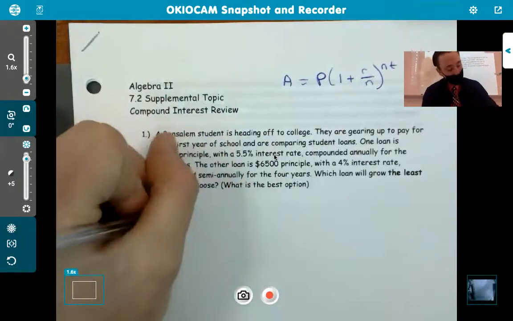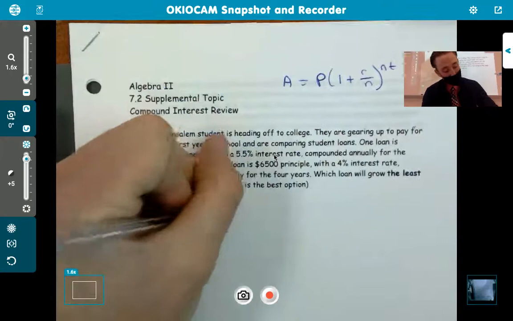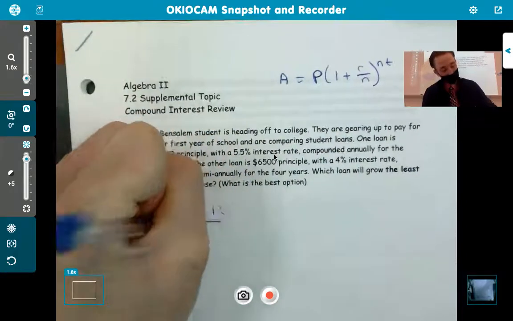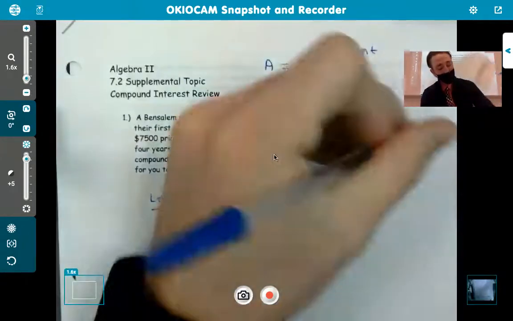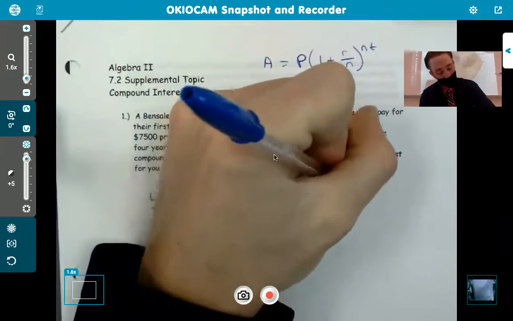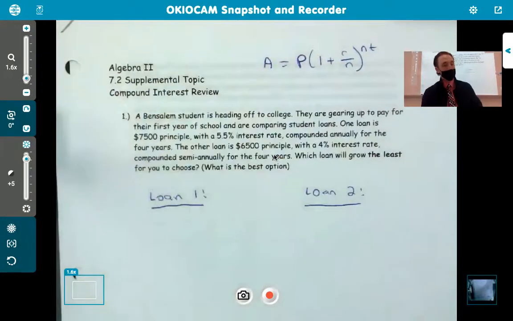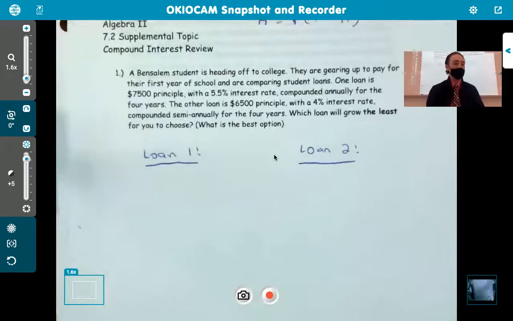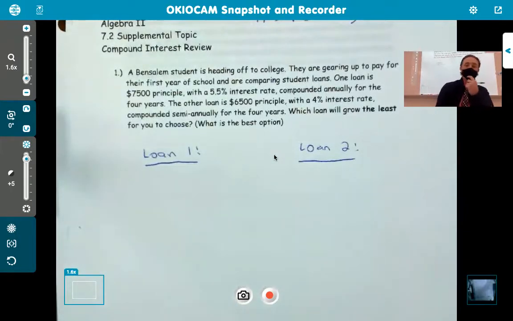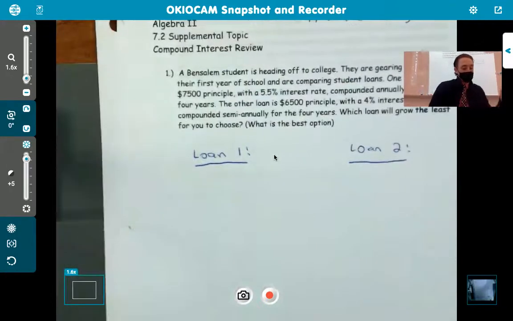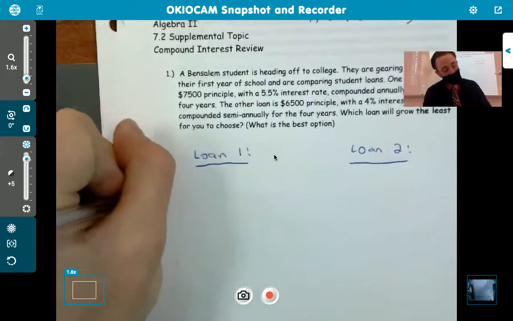So what we're going to do if we're comparing these loans is go through and do the math. So loan 1, we'll do on this side. We'll set up an equation. Loan 2, we'll do on this side and set up an equation. And then we'll see which one accumulates the least amount of debt for us. All right. In each of these, I'm solving for that final value.